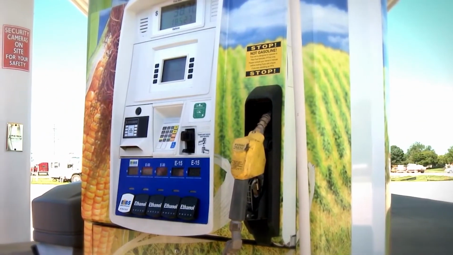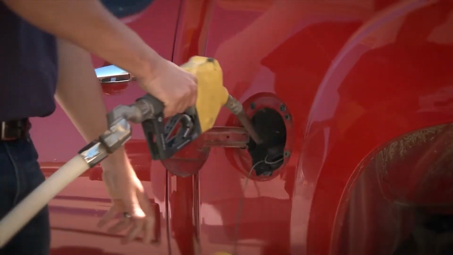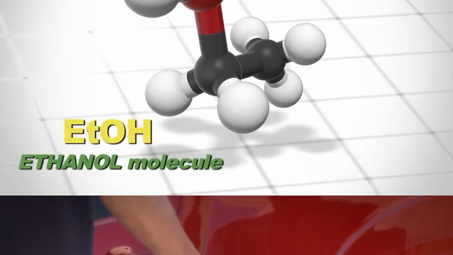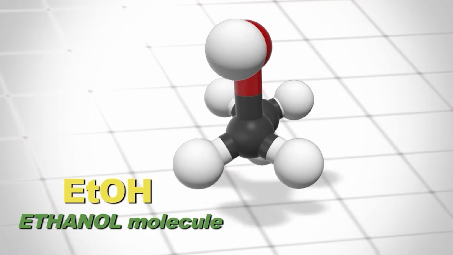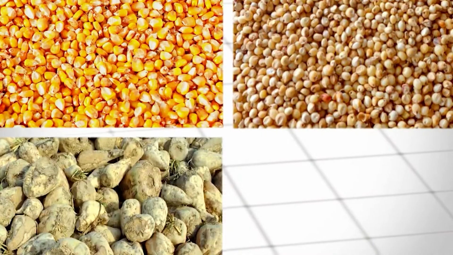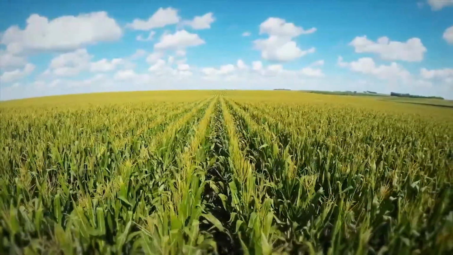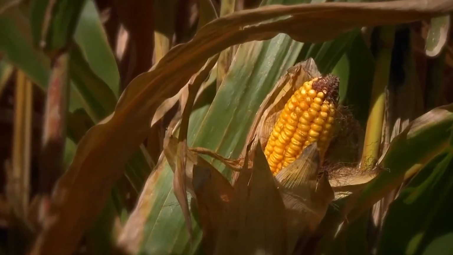We've all heard of ethanol. We know it's a clean, affordable domestic fuel. But what exactly is it? Ethanol is ethyl alcohol, an alcohol produced from plant materials that contain starches and sugars, like corn, sorghum, sugar beets, even switchgrass. In our country, corn is the predominant plant source used to make ethanol.